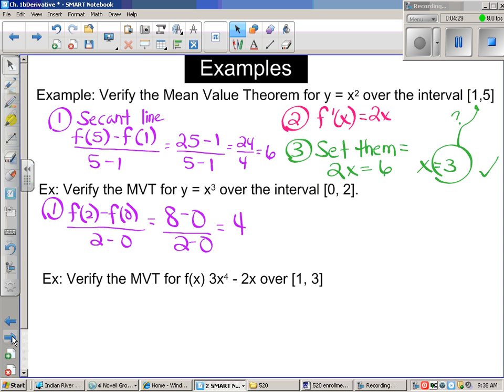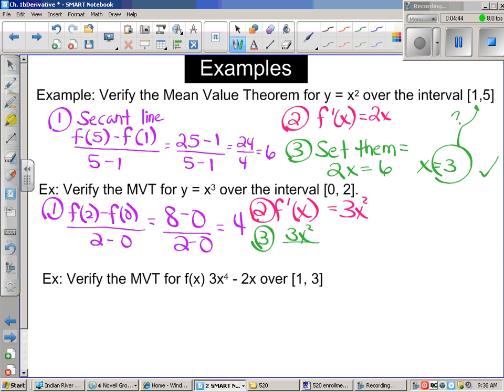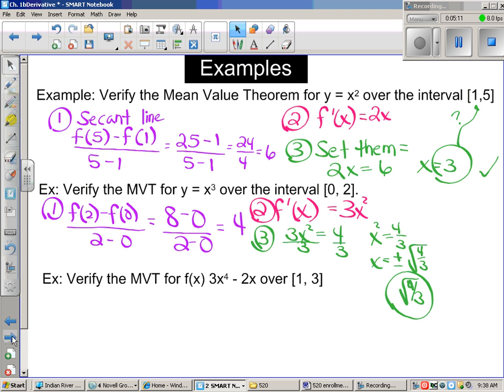What's the second step? Does anybody remember? Find the derivative. And so we have 3x squared. Third and final step, set them equal. So 3x squared equals 4. I'm going to divide both sides by 3, and I get x squared equals 4/3. So x equals plus or minus the square root of 4 over 3. And the question, of course, is: is that between 0 and 2? Well, we would only want the positive one, not the negative one. That's the one that verifies it. And there you have it.